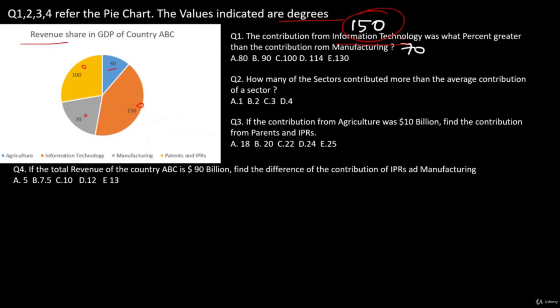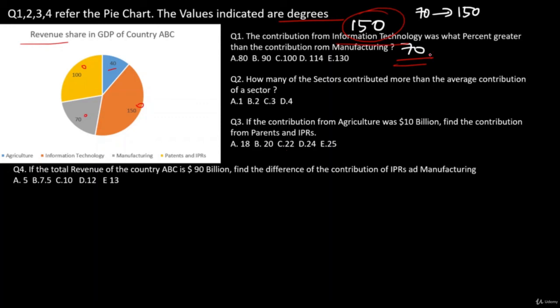One way of doing it would be to convert this 150 and 70 into percentage and then find the percentage change when you're going from manufacturing to information technology. But you don't need to do that. You can just keep it in degrees itself and solve the question. Let me show that to you over here. We are basically going from 70 degrees to 150 degrees, and we just need to find the percentage change.